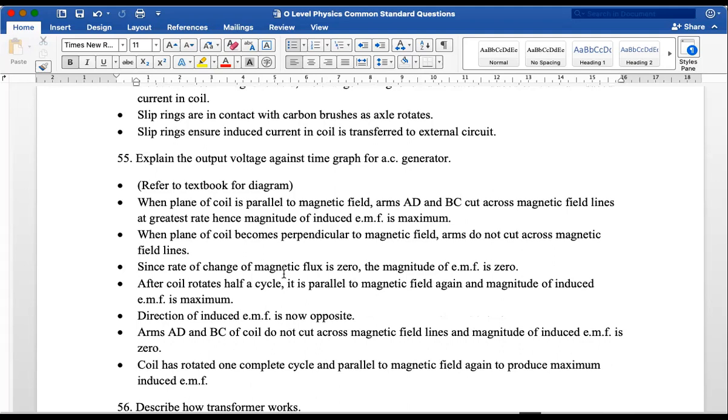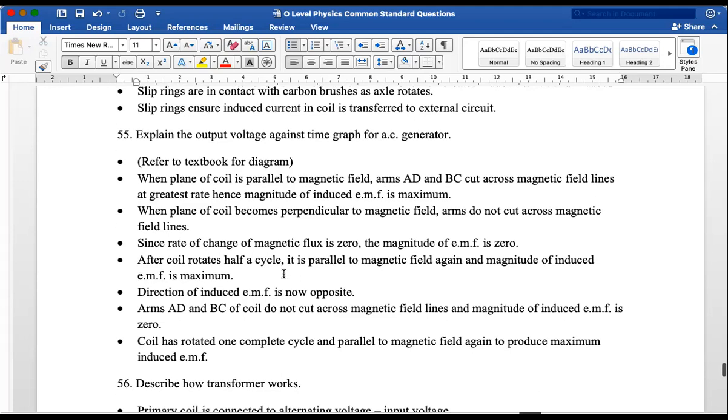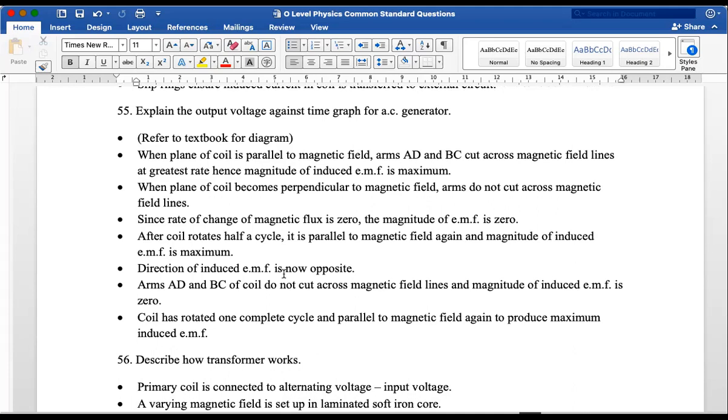Explain the output voltage against time graph for AC generator. When the plane of the coil is parallel to the magnetic field, arms AB and CD cut across the magnetic field lines at the greatest rate, hence the magnitude of induced EMF is maximum. When the plane of the coil becomes perpendicular to the magnetic field, the arms do not cut across the magnetic field lines. Since the rate of change of magnetic flux is zero, the magnitude of EMF is zero.